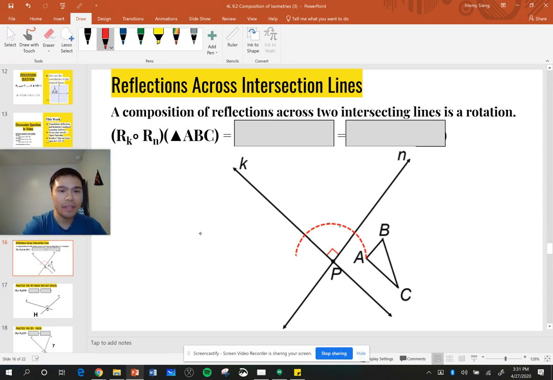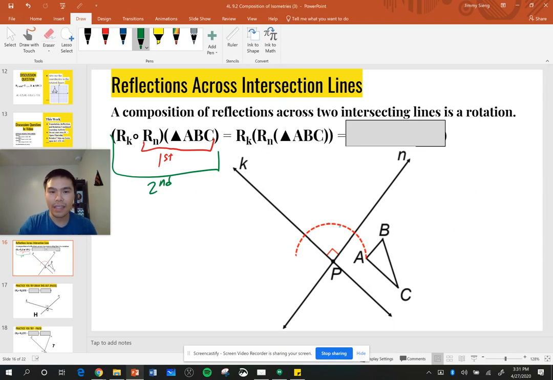Basically what this means is a reflection, right? Remember, we do the composition first that's closest to the shape. So in this case, we do the Rn first. And then remember we do the Rk second, all right? Another way to look at this is Rk of parentheses Rn and then ABC, right? So we kind of start with the ABC and then we work our way out. That's another way of writing it out, okay?